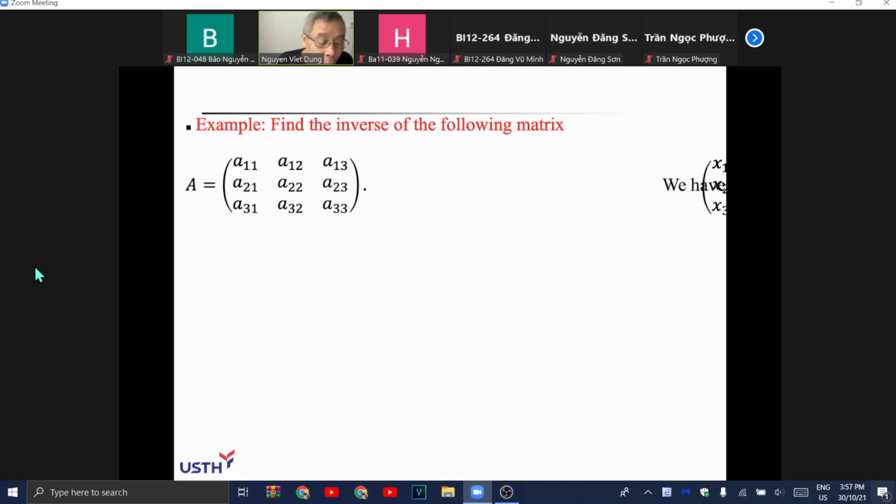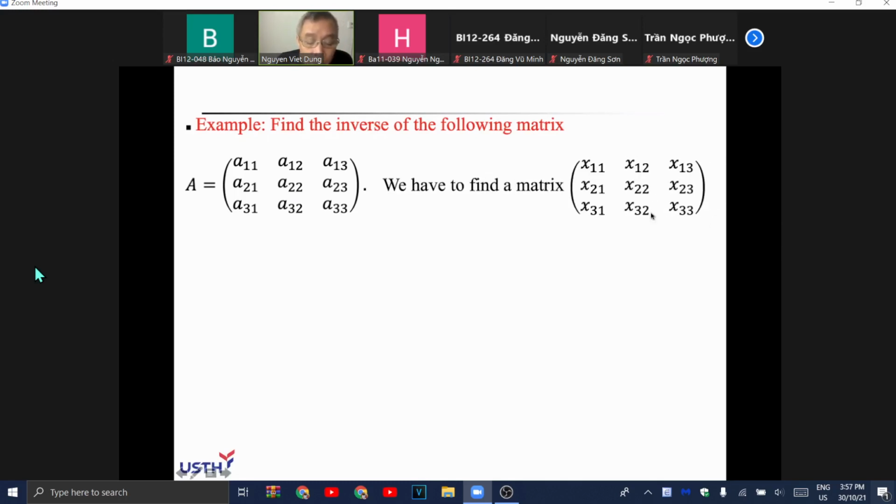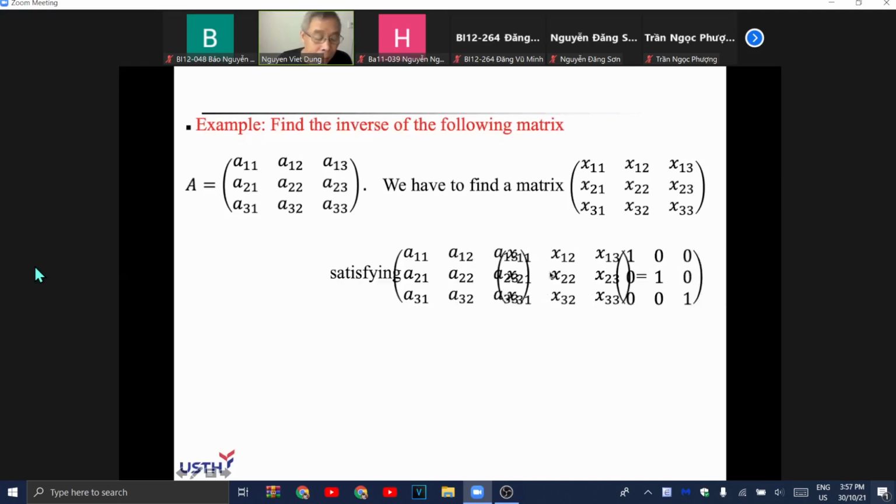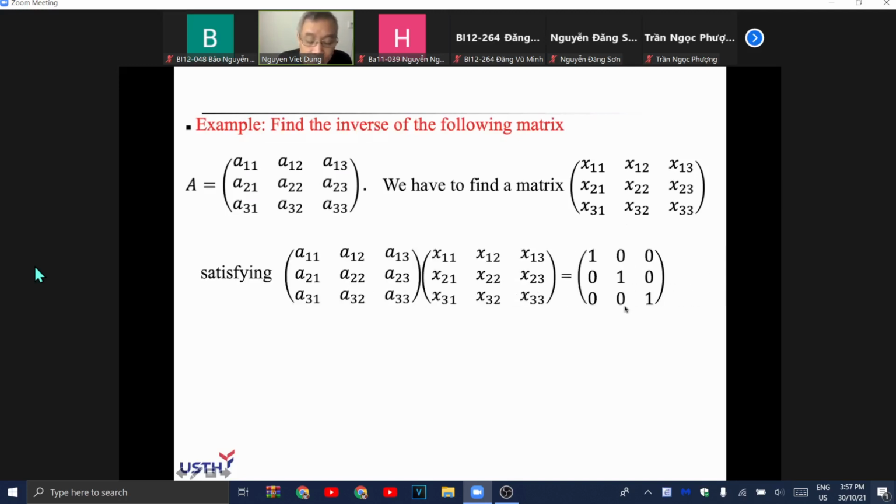Then we need to find the inverse, meaning we need to find a matrix X like that, satisfying that if we multiply them together, we get the identity. First, I denote the first column by C1, the second column by C2, and the third column by C3. We do the same thing for the identity. We get B1, B2, B3.